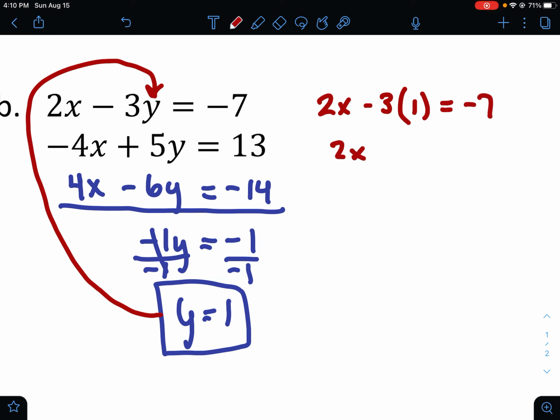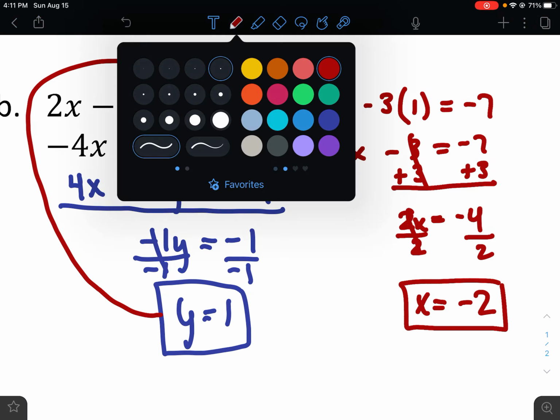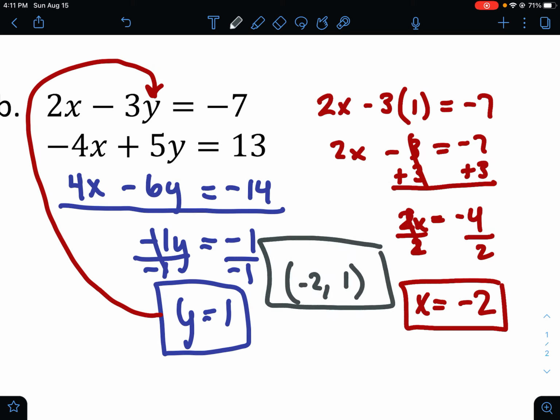Now, negative 3 times 1 is negative 3. I add the 3 over, and you get 2x equals negative 4. Then when you divide, I get x equals negative 2. And so there we go. Negative 2 and 1. And remember, we write our answer in an ordered pair, x comma y. So it's negative 2, then 1. And there is our final answer.